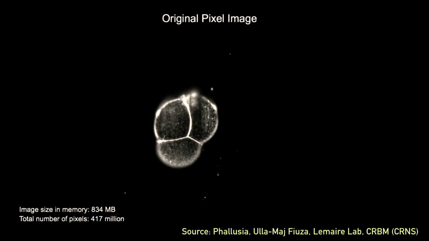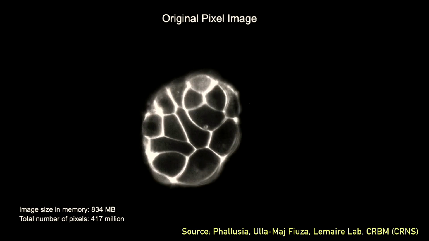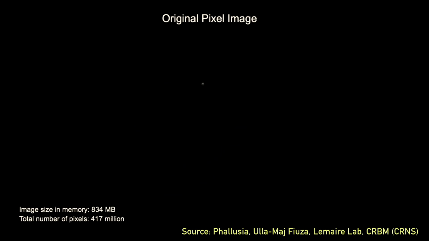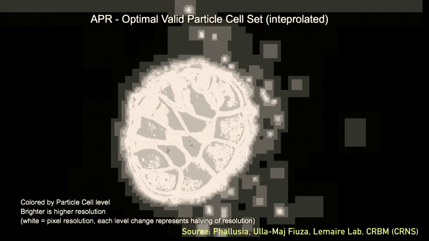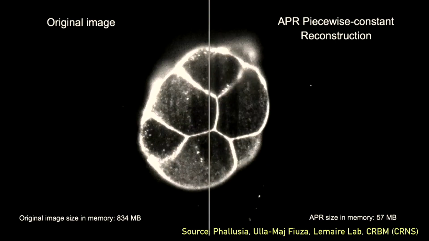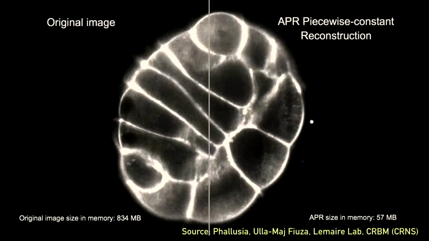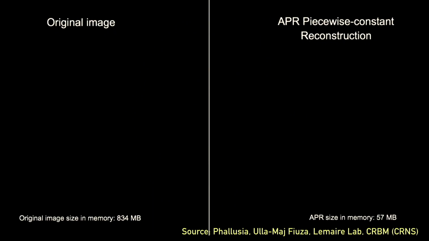If we go back to this 3D image of Felucia, this is the original image, and what you're about to see is exactly this resolution function, where white means pixel resolution and progressively darker means lower resolution. You can see that it's capturing the information content of the underlying image. Here on the left is the original image, on the right is a reconstruction. Because the edges are at pixel resolution, you don't really see much of a difference there.